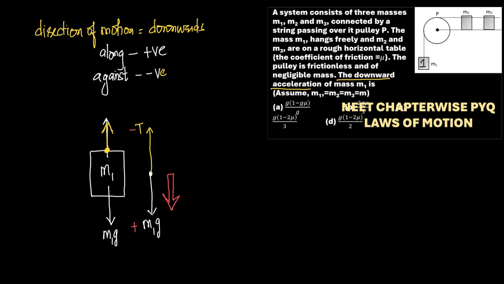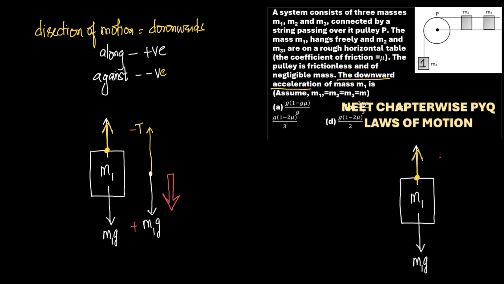As we did in the previous questions, we need to understand whether the motion is taking place in the x direction or in the y direction. If we closely look at the motion of this mass m1, it was hanging here and it is moving downwards. The downward acceleration is being asked. So the mass is moving only downwards. It is neither moving upwards nor sidewise, with no movement towards the left or the right. It is moving only in the downward direction.